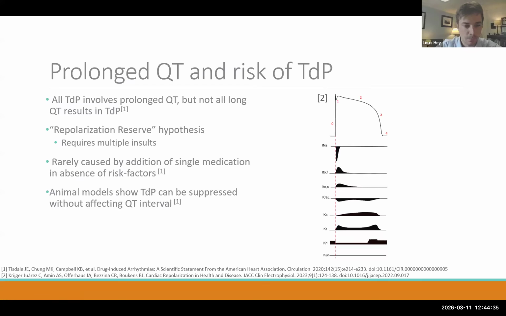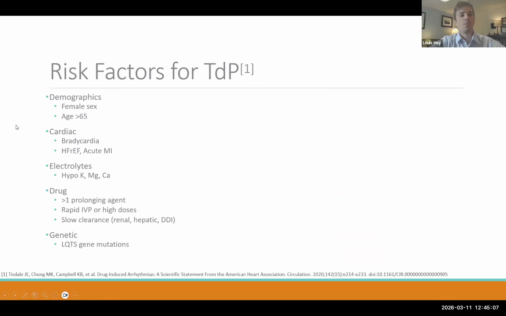Conversely, they've also shown that you can take an animal that otherwise would go into torsades, give them a medication, keep their QT interval exactly the same, so prolonged, but still prevent torsades. So this shows that torsades and prolonged QT are related, but they don't always correlate one to one. It's not 100% causative.